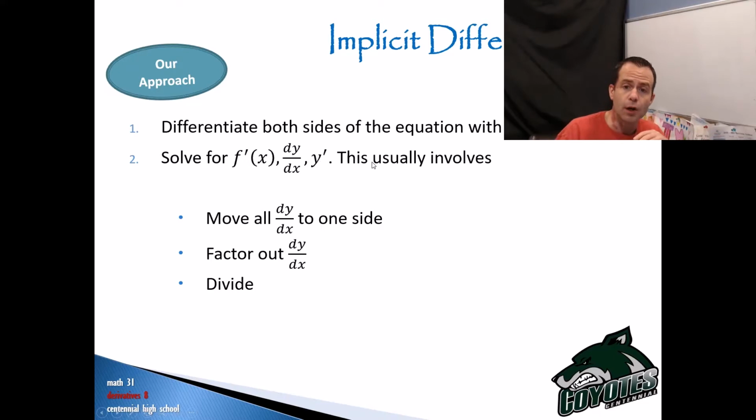This usually involves getting all the terms that involve dy over dx to one side, factoring out the dy over dx, and dividing. Essentially, we're going to take the derivative of all the terms that we see, and then get dy over dx by itself. Much like the approach I took when we were establishing the quotient rule. Remember, we went through the quotient rule proof, got that big f derivative in the equation, and then tried to isolate it. So we'll do a similar process here.